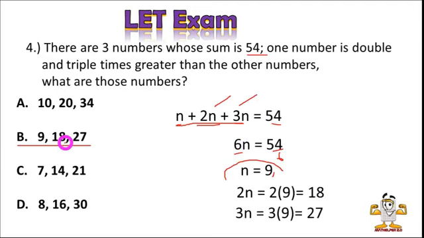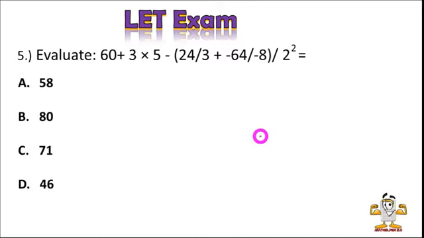So, 9, 18, 27. Number 5. Evaluate 60 plus 3 times 5 minus the quantity 24 divided by 3 plus negative 64 divided by negative 8 divided by 2 squared.